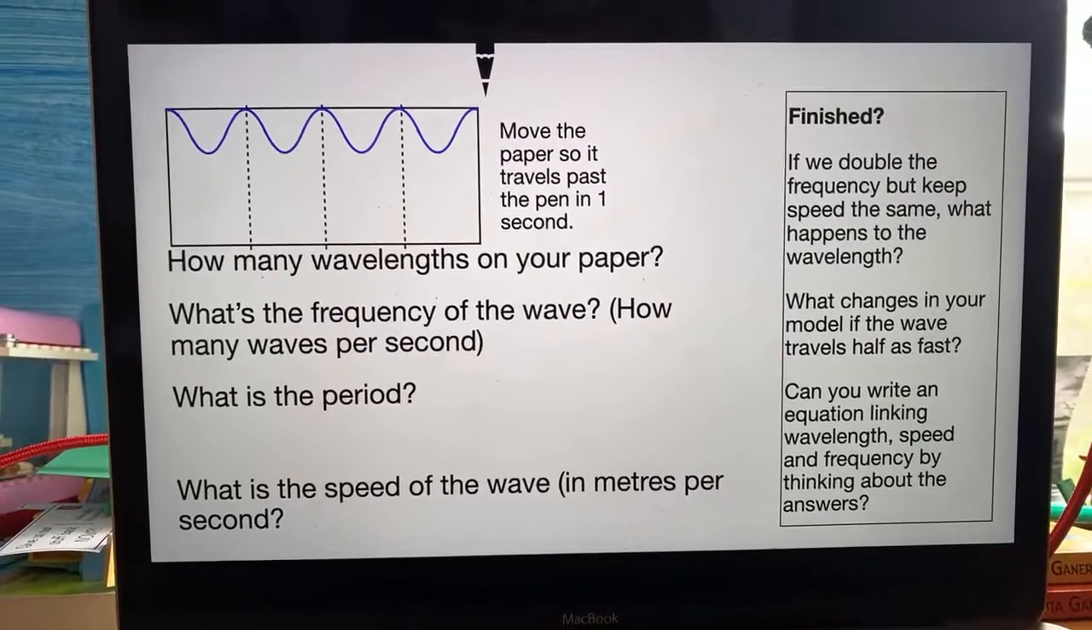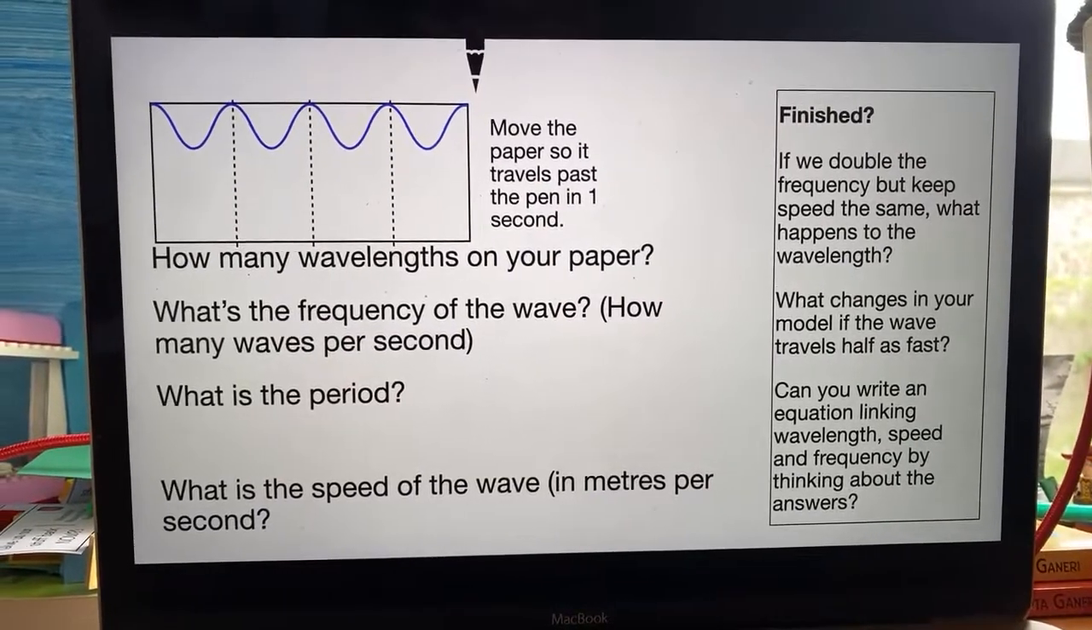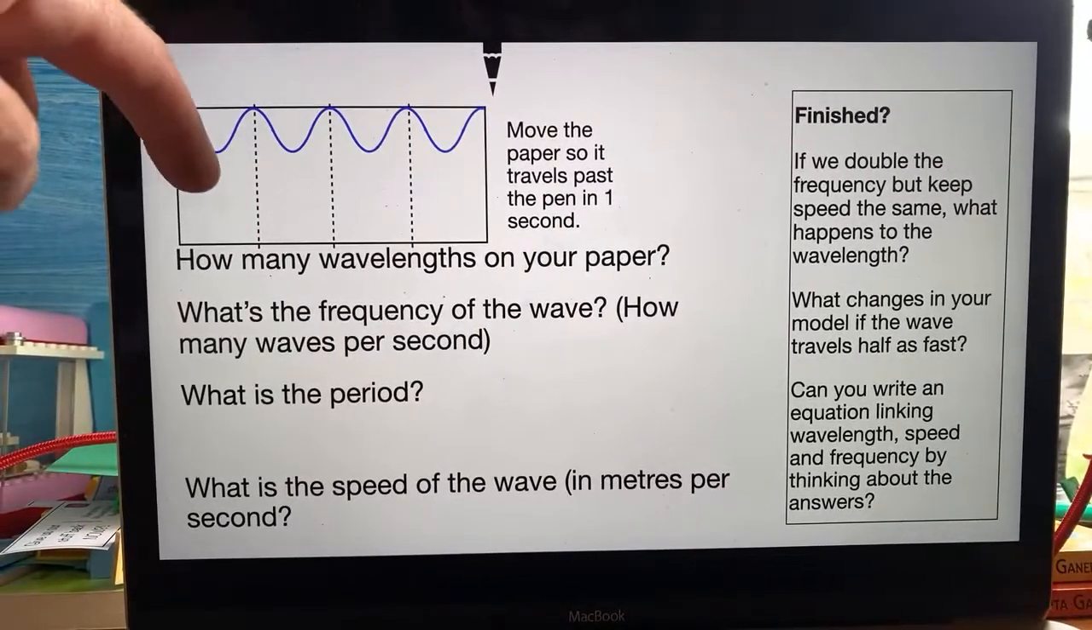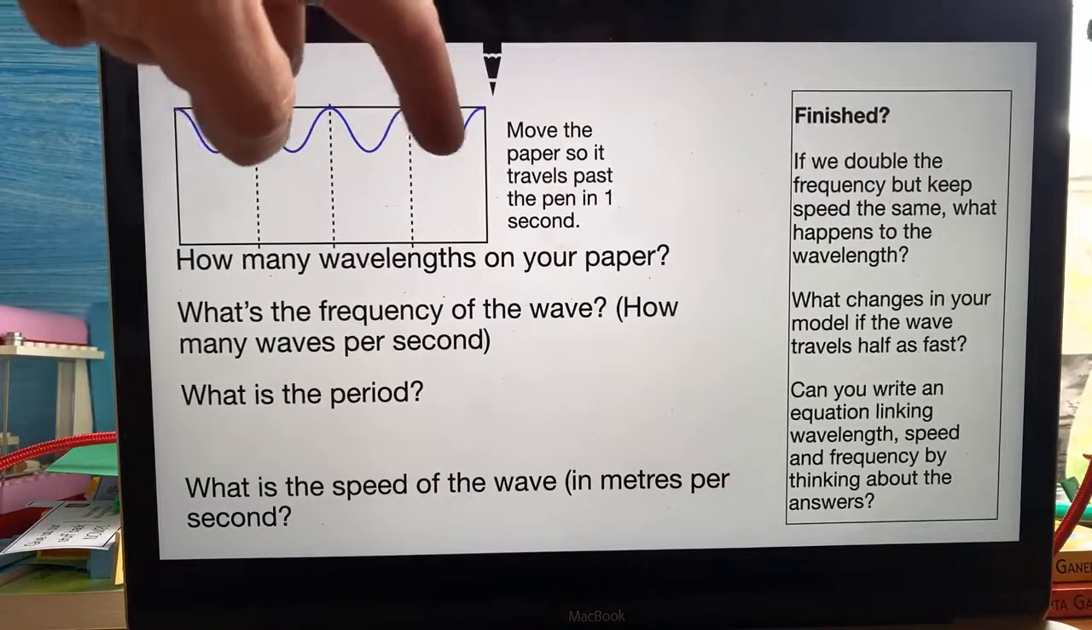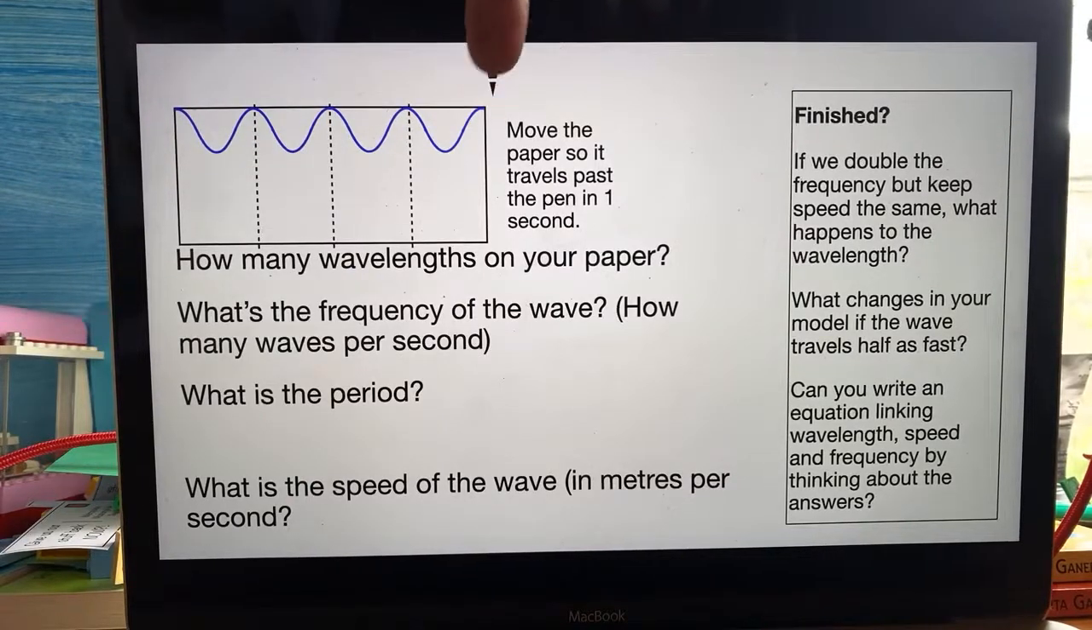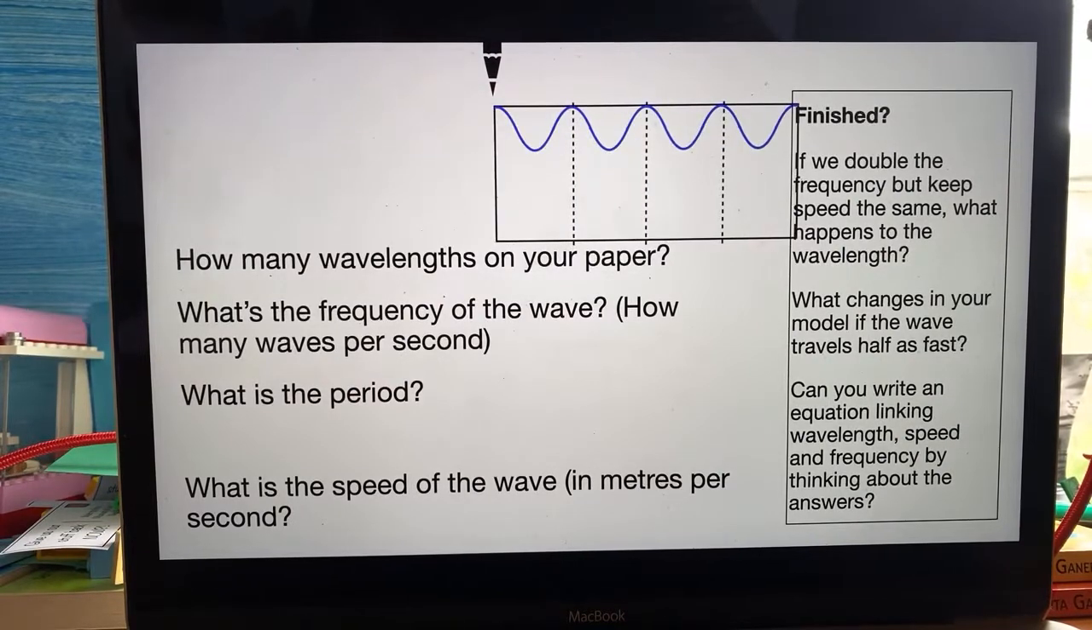Look, I've even animated it on the screen just in case you weren't clear. So you should have a piece of paper that looks a little bit like this, right? The top of the peak at every crease. Put your pen in the top right corner and then watch. You've got to move the paper so it travels past the pen in 1 second. That's what you're doing, okay?